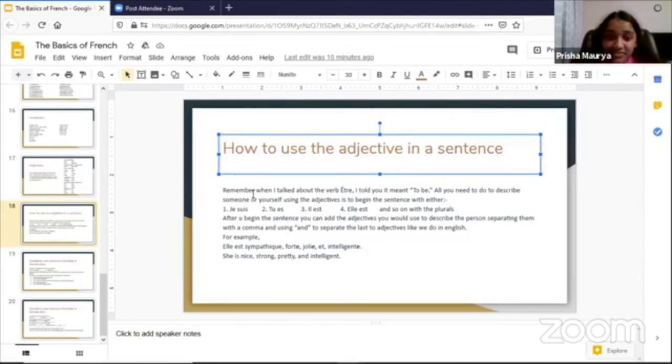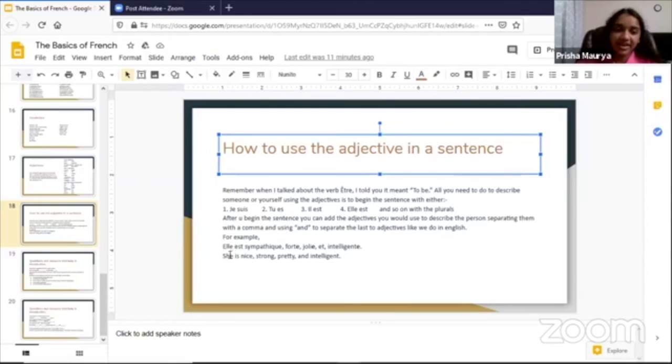So how to use an adjective in a sentence? After you know these conjugations, you begin the sentence with these, depending on who you're trying to describe, and then you add the adjectives to the end to describe the person, separating them with a comma and using the and to separate the last two adjectives, as we do in English. Like how you would say, she is nice, strong, pretty, and intelligent. You have to add the and like you would in English. Otherwise, the sentence is not complete.